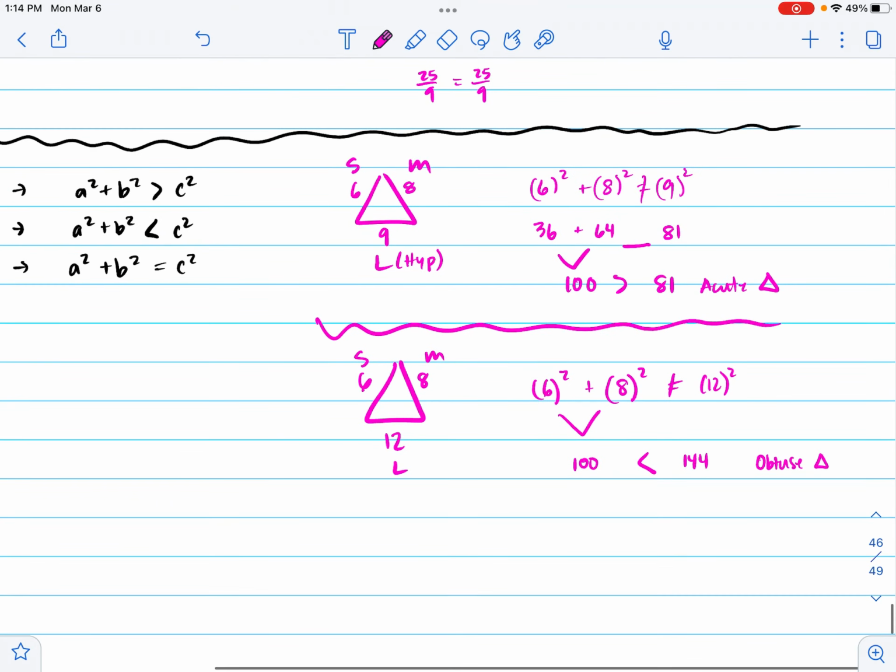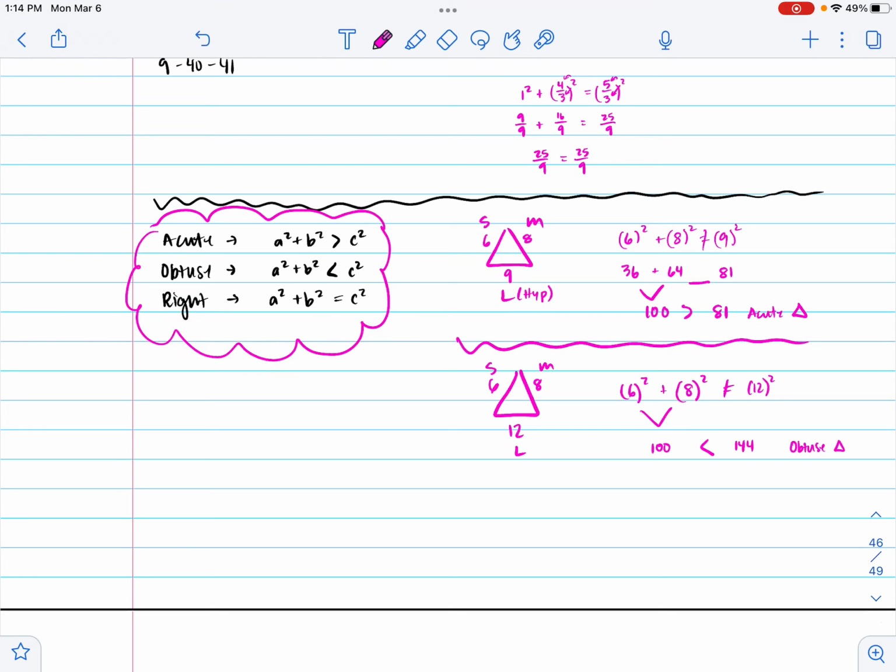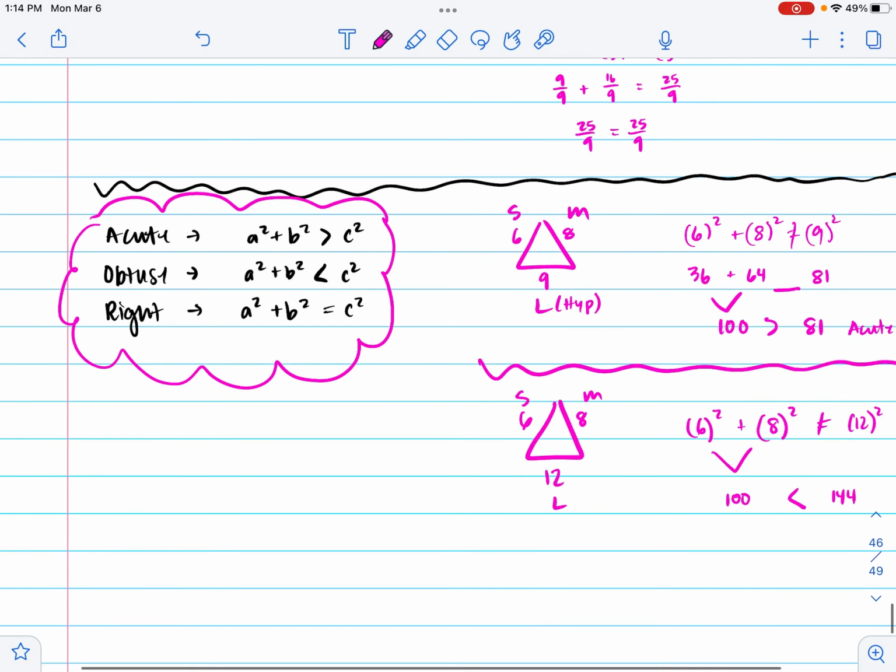So these are the only two add-ons that we have. We can now determine, if you're given all three sides of a triangle, whether it is acute, obtuse, or right, using the Pythagorean theorem and its inequalities.